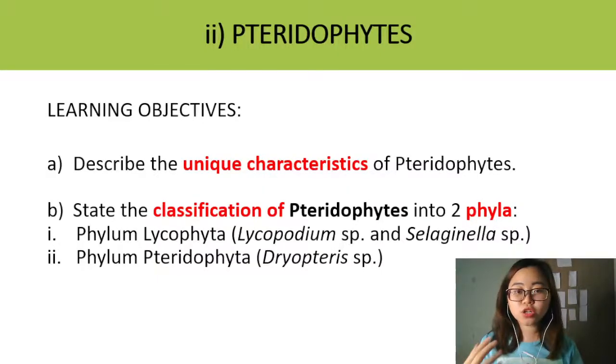Before we continue with the content, let's have a look at the learning objectives. So I hope that by the end of this lesson, you will be able to describe the unique characteristics of group pteridophytes and also state the classification of pteridophytes into two phyla, which are phylum Lycophyta and phylum Pteridophyta. If you're ready, let's continue.